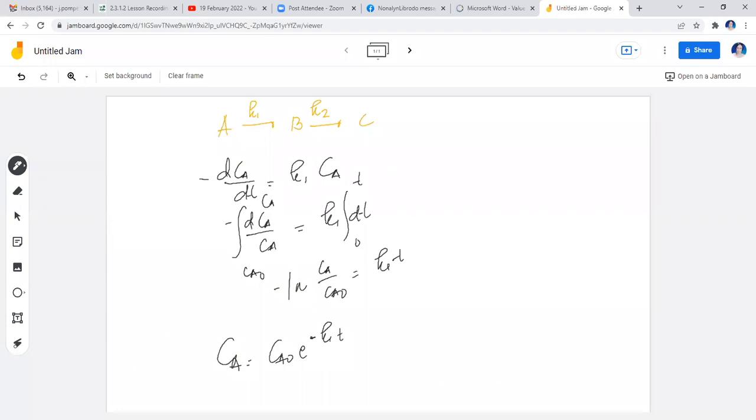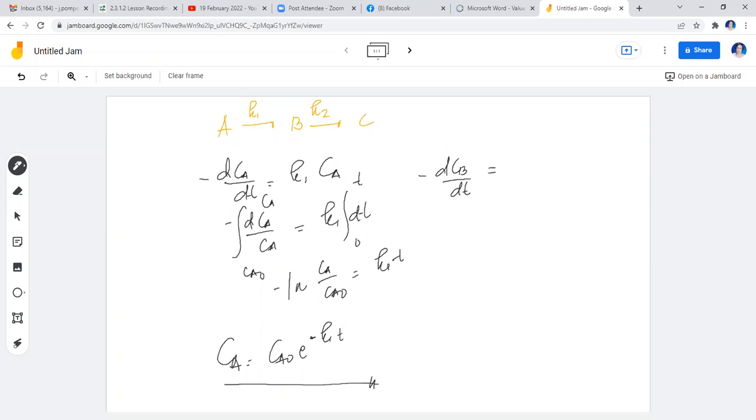This first equation allows you to solve for the remaining amount, or the concentration of A, after some time the reaction has already proceeded. So this is your formula. Given the time, you can solve for the concentration of A.